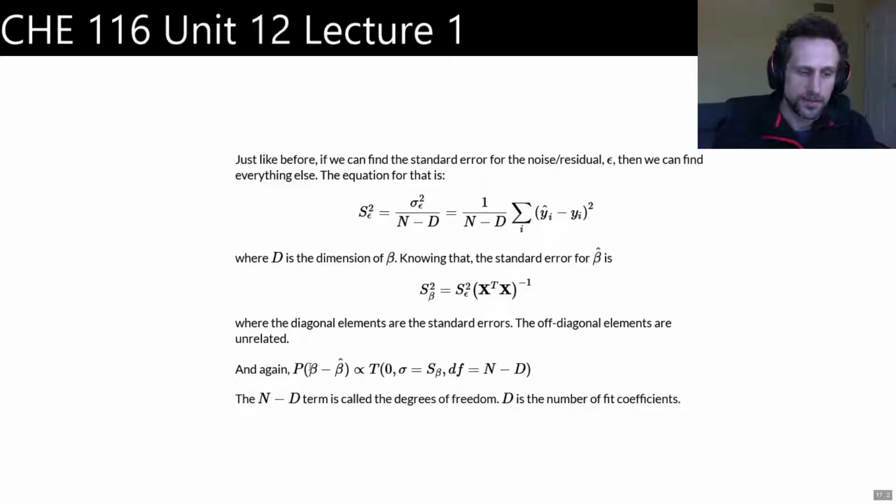Again, if we're looking at the probability distribution of our beta minus beta hat, it's a t-distribution centered at 0. Notice I rewrote it. In the previous one, I wrote it as the probability of beta being a t-distribution centered at beta hat. This is the same thing. Now I have a probability distribution of beta minus beta hat. It's a t-distribution centered at 0 with a standard deviation of the standard error of beta, and then the degrees of freedom is n minus d. And remember, in this example, d is 3, not 2, because we fit 3 coefficients.